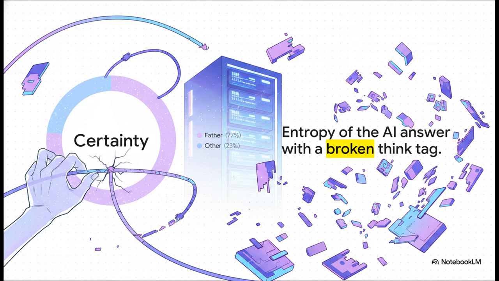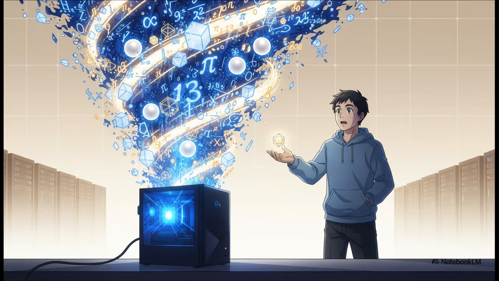Without that broken tag, the model was 100% certain the answer was the mother. But inject that broken tag and certainty dropped off a cliff, becoming 77% sure the answer was the father. One simple syntax error completely reversed its reasoning. And honestly, this is exactly why we shouldn't be using these systems for unverified critical decisions just yet. Now, despite that quirk with syntax, when it works, it really works.